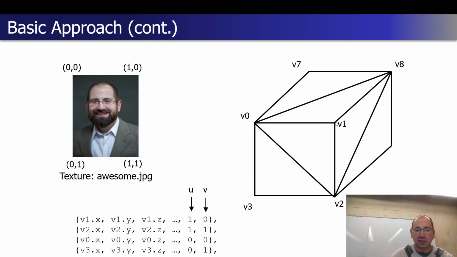So that's V1X, V1Y, V1Z, same for V2, same for V0, same for V3. In addition to doing so, we're also specifying, as a separate attribute, a separate buffer object, our texture coordinates. So for V1, give me texture coordinate 1, 0. V2, give me 1, 1. For V0, give me 0, 0. And for V3, give me 0, 1.